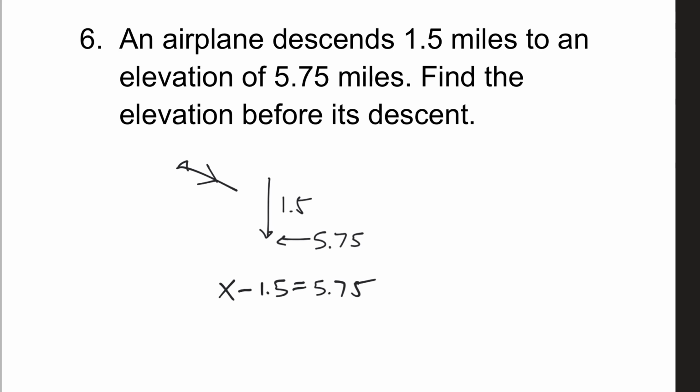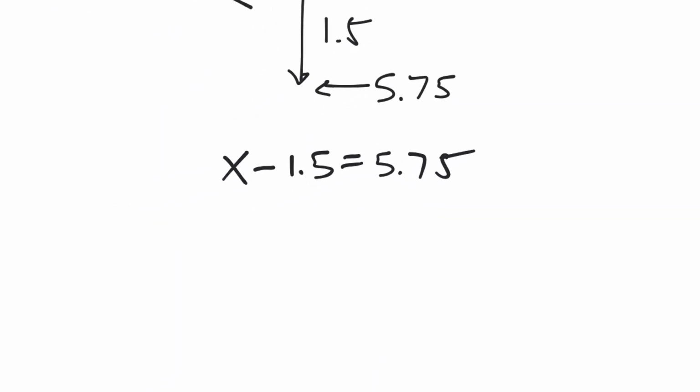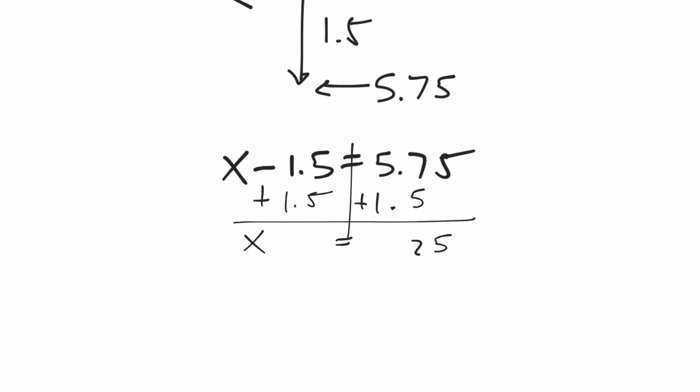Okay, so in this problem here, we just solve it. We have to add 1.5 to both sides. You have x is equal to 7.25 miles. That was the elevation. That is the answer. And there you go. That's what you got to know about this stuff.